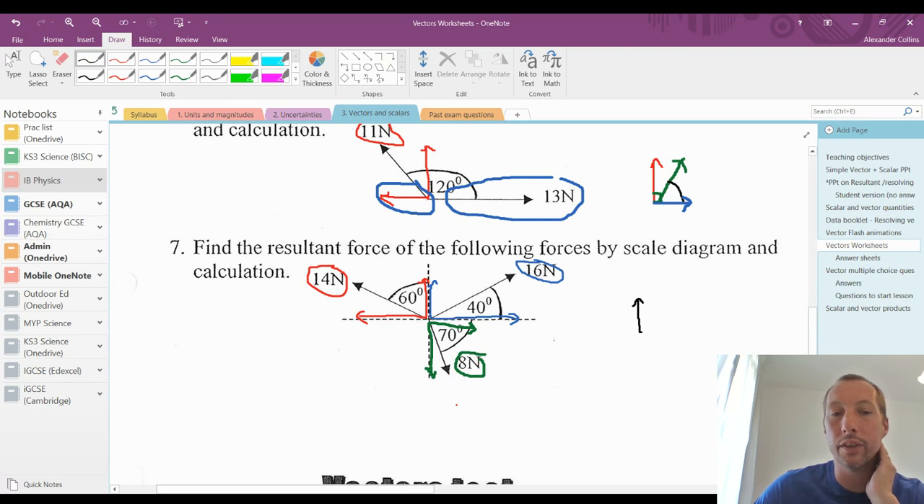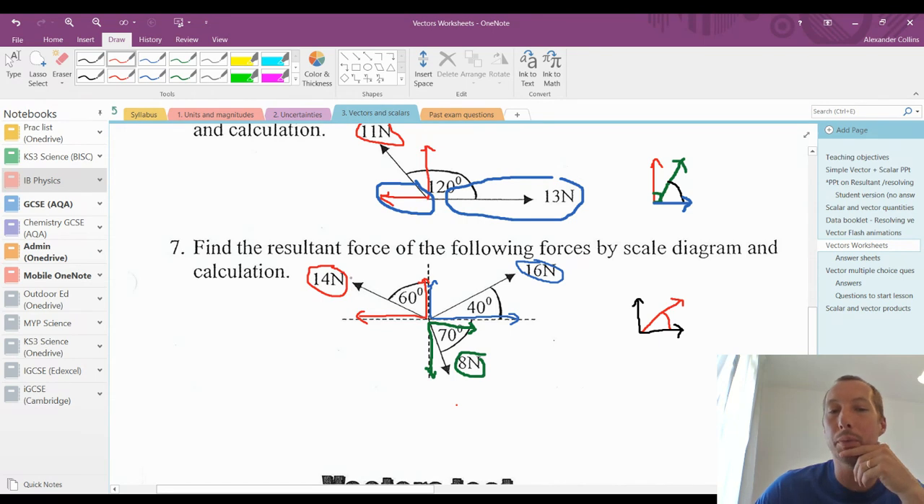Now, in the horizontal, you've got this one red one to the left. Okay, well, you're going to subtract that from the blue and the green one. So you're going to add the blue and the green one together, and that's probably going to give you a resultant to the right in here. And then once you have that, you're going to combine them using Pythagoras' theorem again. You're going to get the resultant here. You've got to remember to give me the angle as well.